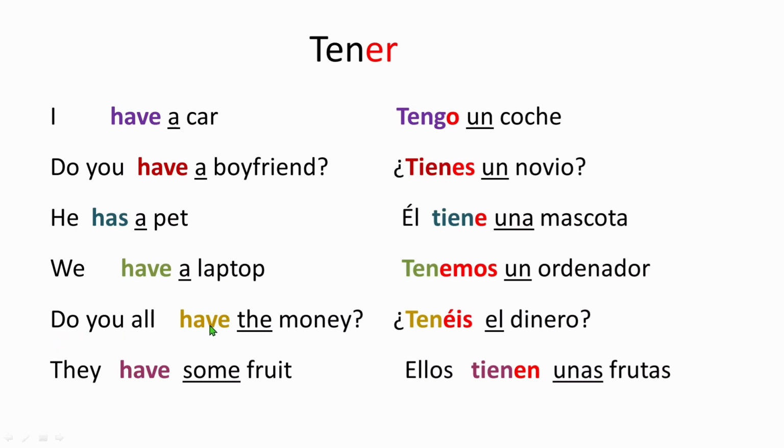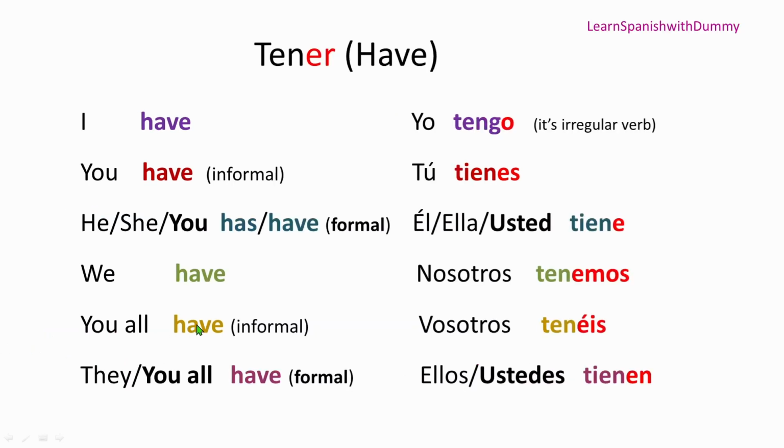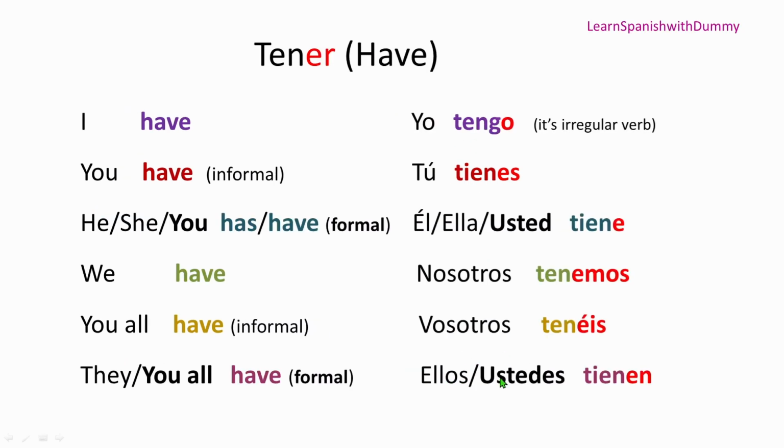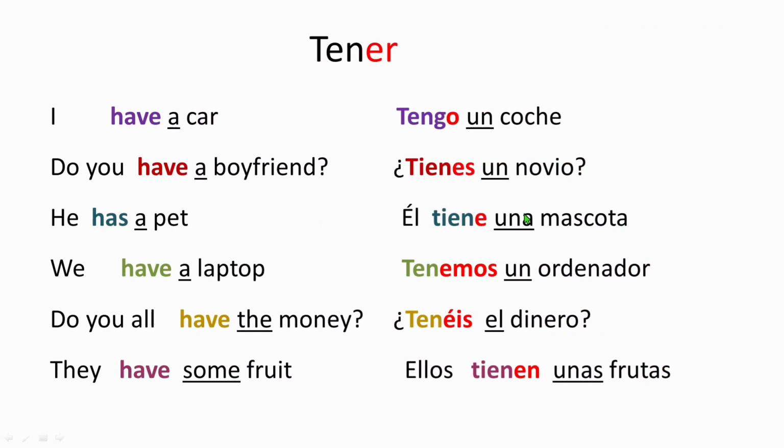If you say, do you all have the money? Tenéis el dinero. Tenéis is you all have, which we've learned here, you all have is vosotros tenéis. They have some fruit, ellos tienen unas frutas. Tienen is have for they. So this is something you need to remember. This conjugation is very important, so you just need to learn them, and you can make sentences out of it.